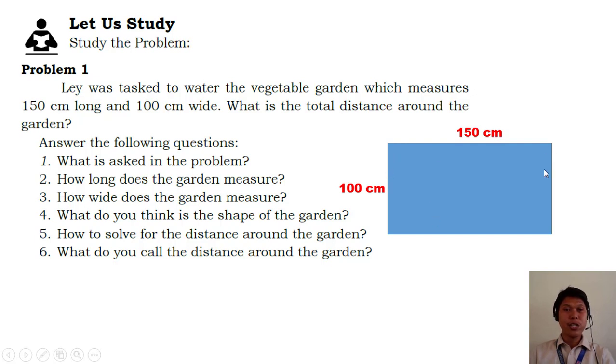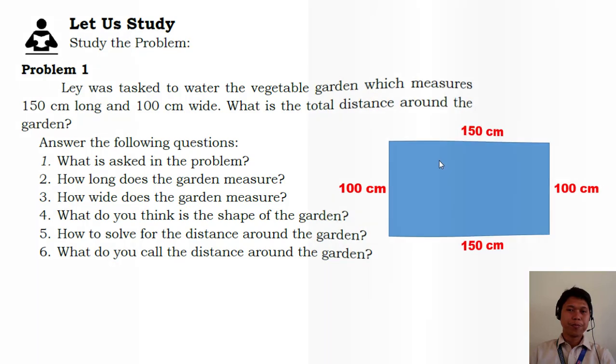This is just the same as the previous activity that we had. We simply add the distance around, which is actually the perimeter. That is why in the answer for question number 6, what do you call the distance around the garden? That's perimeter. So how are you going to solve?